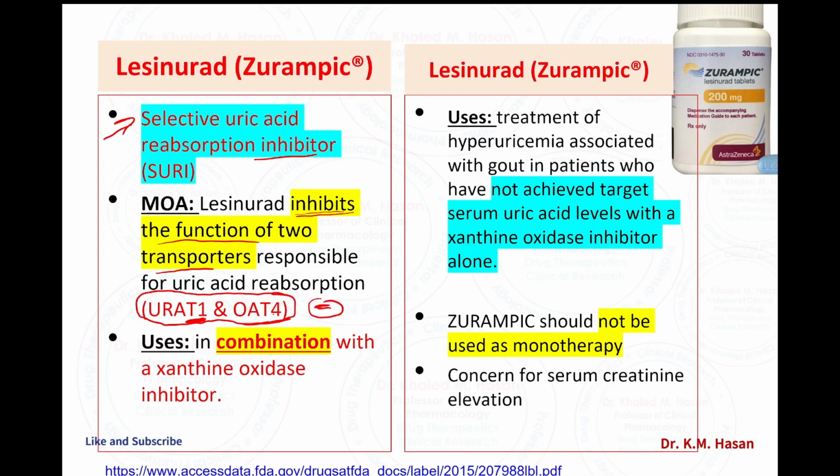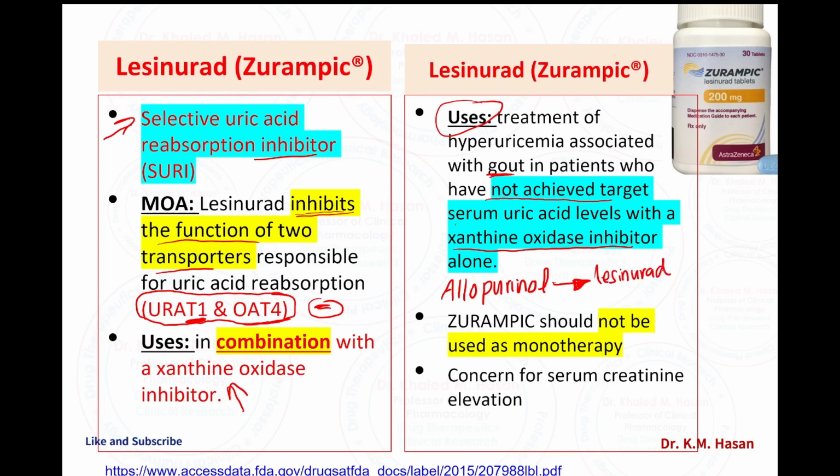Lesinurad Zurampic is used in combination with a xanthine oxidase inhibitor. For the clinical use, this medication is used in combination in patients with gout who have not achieved the target with a xanthine oxidase inhibitor. So, for example, you prescribe allopurinol to your patient, but the patient did not respond well or is not controlled on the doses of allopurinol. You can add lesinurad.